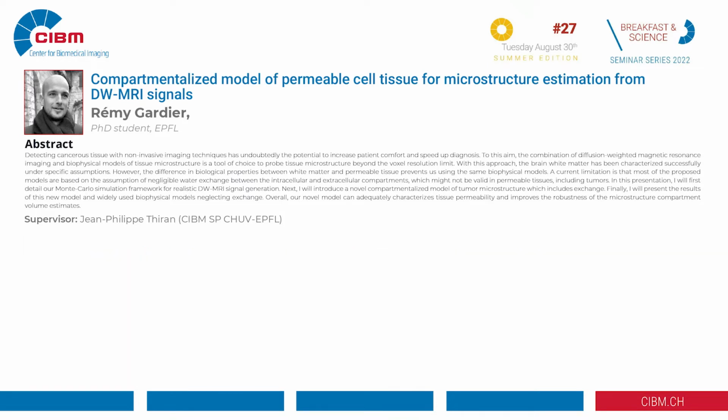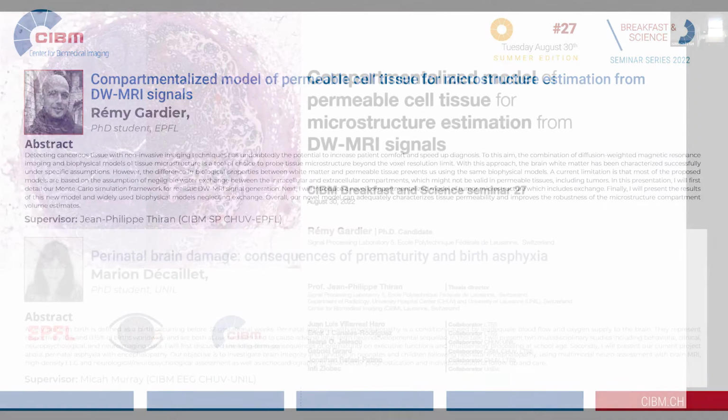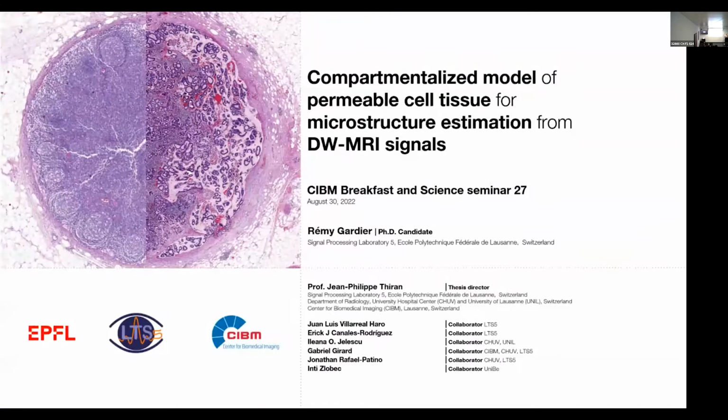So as Gabriel said, the title of my presentation is quite long, so don't be scared. What we want to do basically is to use diffusion MRI to estimate biological properties of tissues. So that's it. This is very simple. And to do that, we will use a type of model which is called compartmentalized model.